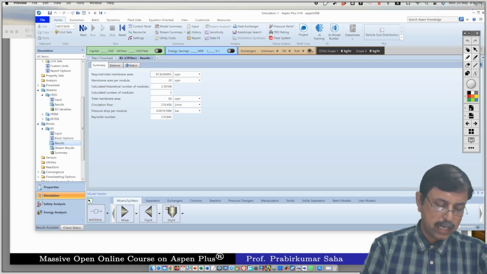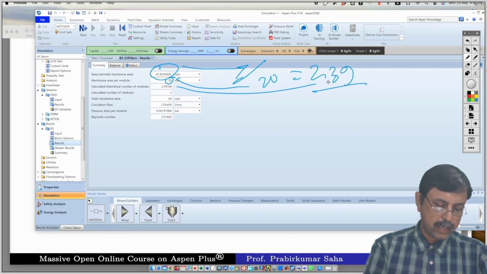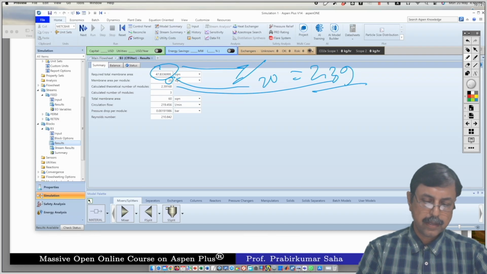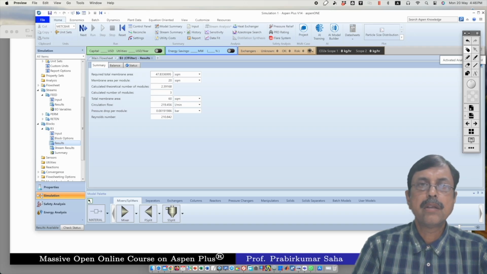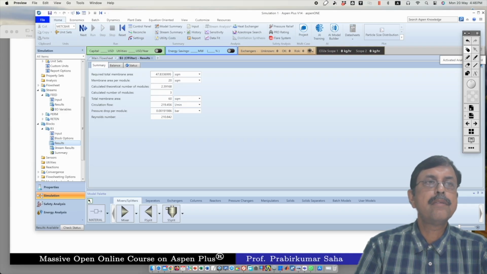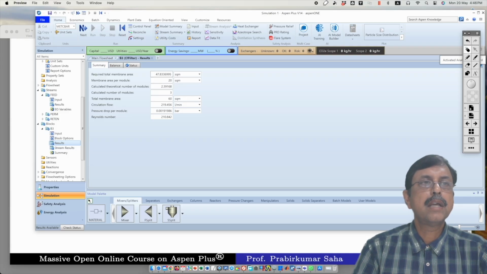So required total membrane area is this, and membrane per module is this. So if you take this by 20, you will get 2.39, which is equal to this. Okay. But as I said, that number of modules cannot be fractions, so we will take 3 number of modules, and for that the total membrane area will be 60.